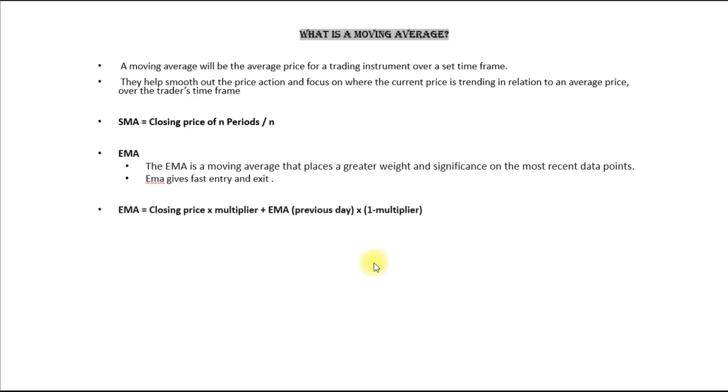Moving average is the average price of the trading instrument for a particular period of time. The instrument can be either an index, stock or currencies, and the time period can be 5 minutes, 15 minutes, 1 hour, 4 hours or daily time frame. You can choose any time frame according to which type of trader you are. Also, moving average helps to make the price action very easy and helps to trade according to the direction of the market.